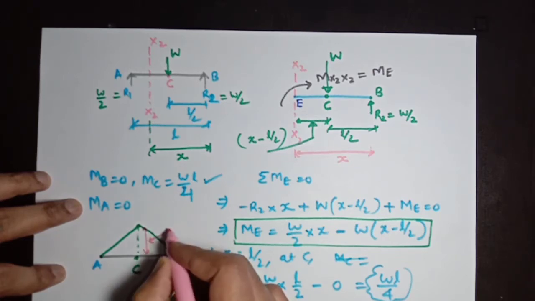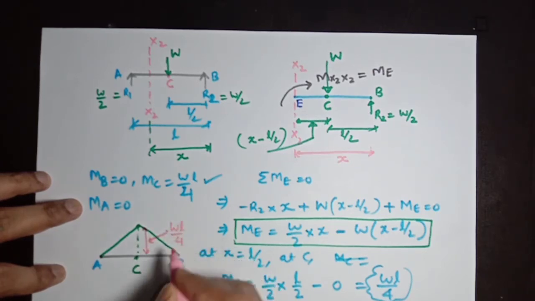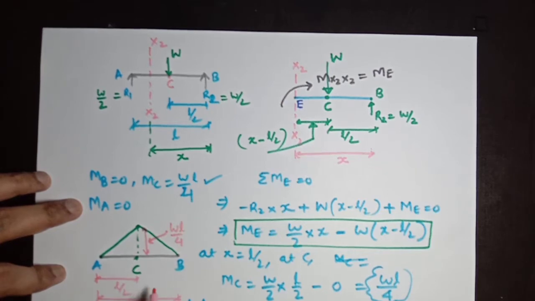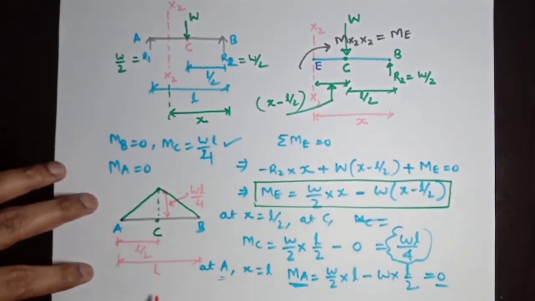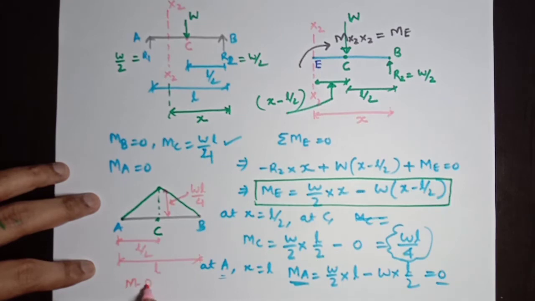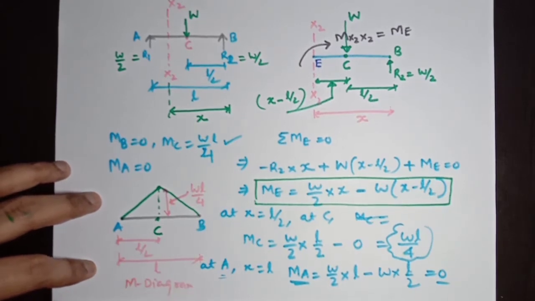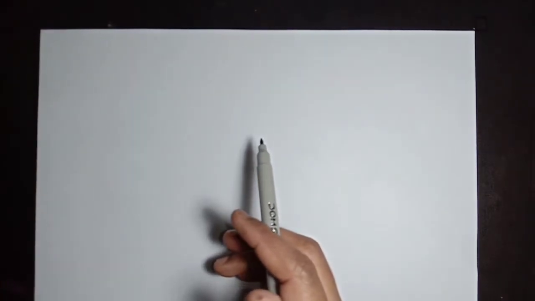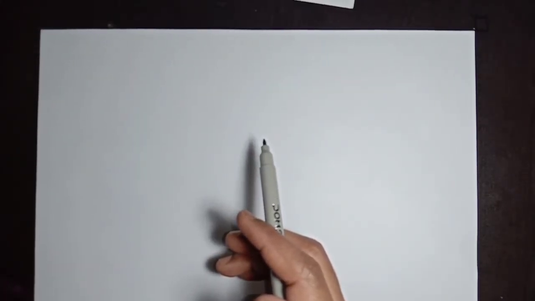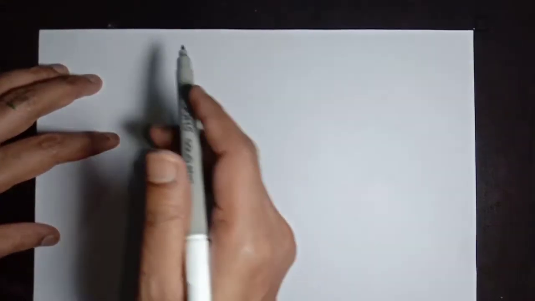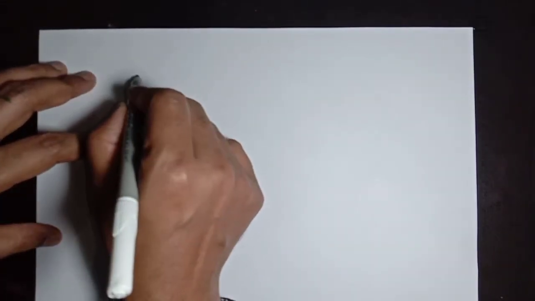So this is the bending moment curve having the maximum value. This is the maximum value WL divided by 4, and it is acting at a length of L by 2 from either support A or B. This is the total length. This is the M diagram. Now I am done with the M diagram for the real beam. This is the M diagram that I have generated here.